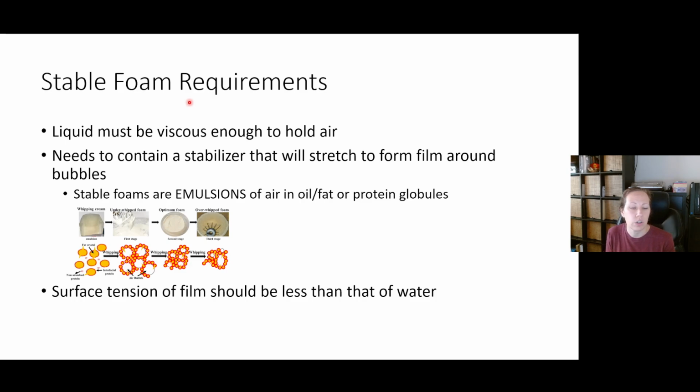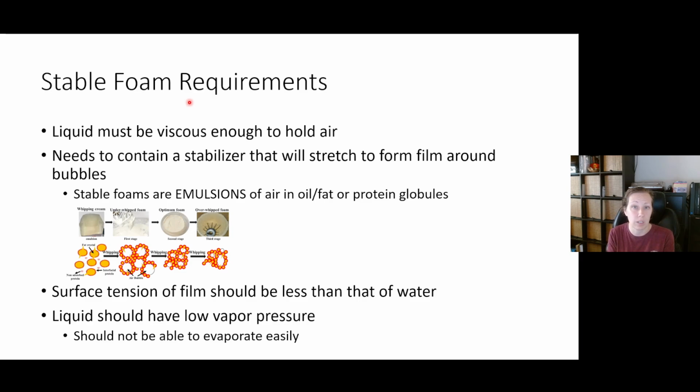And the surface tension of that film should be less than that of water. And the liquid should have a low vapor pressure. The liquid that the foam is made of should not be able to evaporate easily, which is another reason that soda foams are not stable.